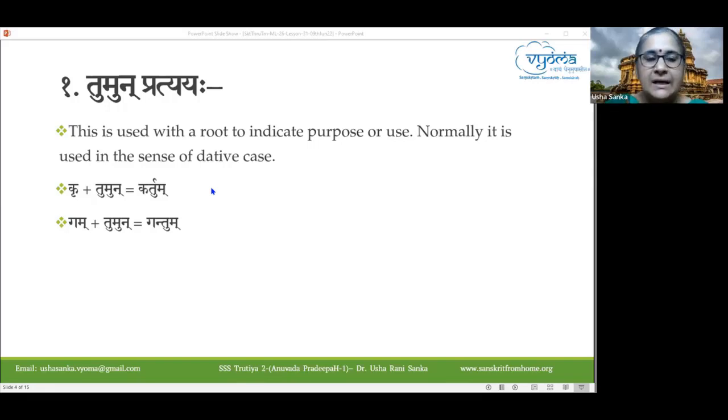All the ma-ending dhatus might be changing to na before the ta, because tumun is tavarga. Oh, I did not tell you, right? In tumun, un goes away and tum is the staying one. The working part of tumun is just tum. So tum is the one which is working, right?